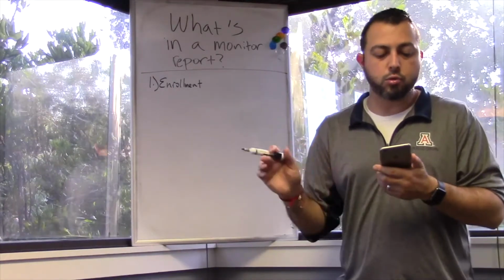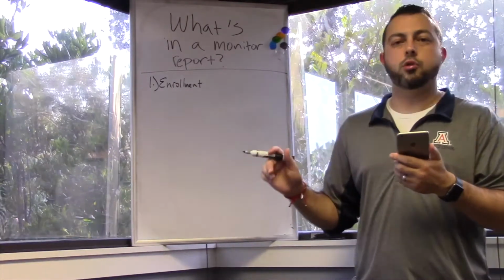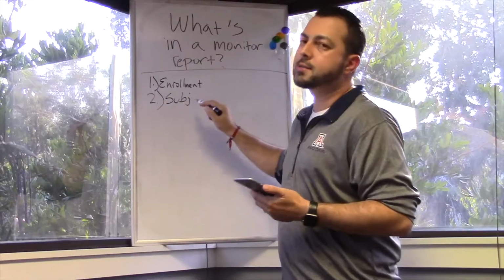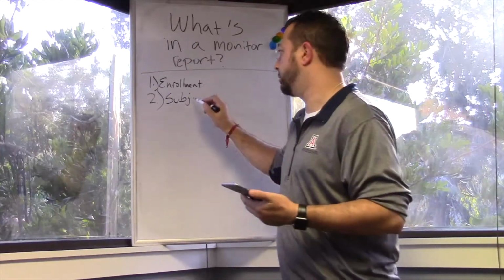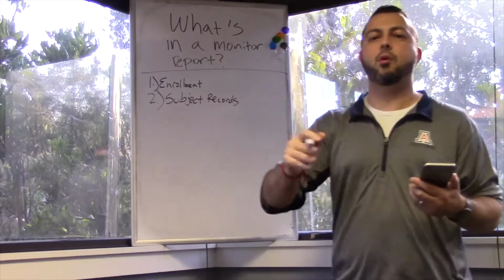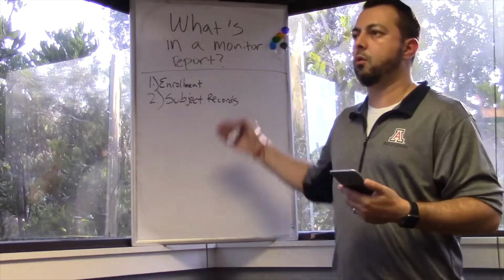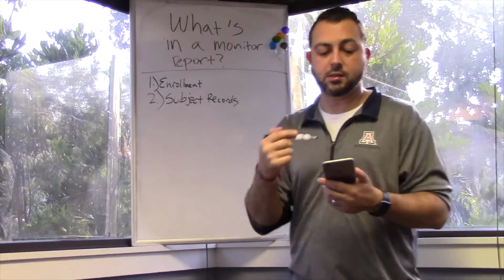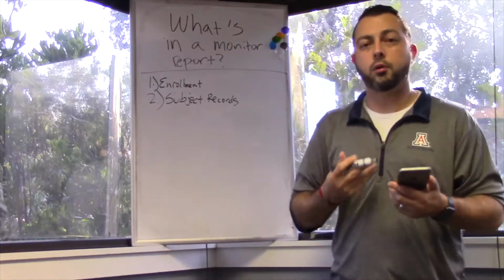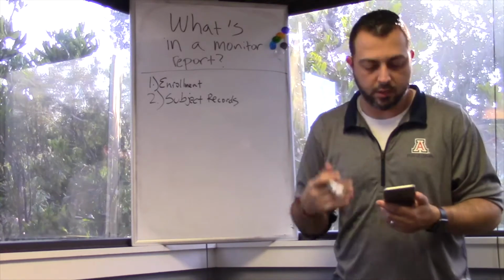Okay. Section 2 is subject records review, also known as SDV, source data verification. Now, mind you, this is not necessarily the order you're going to follow when you're a CRA and you go to the site. But this is the order of the monitoring report on my particular template for DSCS.